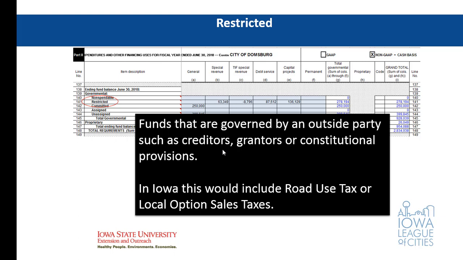Your tax increment financing is going to be designated. You can only use it for the purpose of the urban renewal plan. Your debt service is going to be restricted because it can only be used for the principal and interest payments on your general obligation bonds. And your capital projects, that's most likely going to be grants and so forth, and it's already been committed to outside contractors for projects. So those are all restricted.